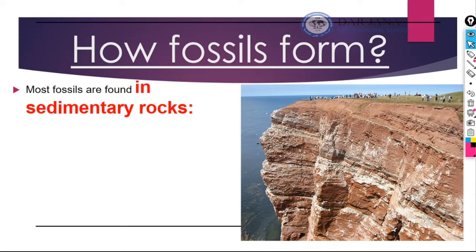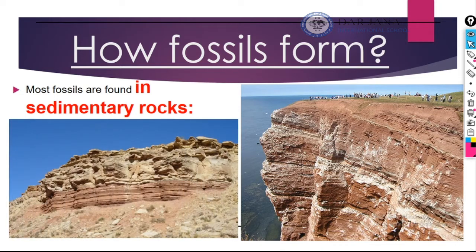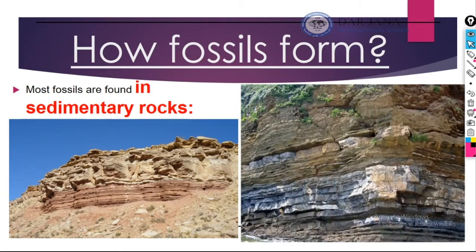Let's move to fossil formation, how fossils are formed. Most fossils are found in sedimentary rocks. So sediments bury whatever remains from plants or animals, dead plants and dead animals that once lived. As the sediments turn to rocks, the buried remains can become fossils. So here we have sedimentary rocks, which are made up of sediments, and they are the main cause for the fossil formation.